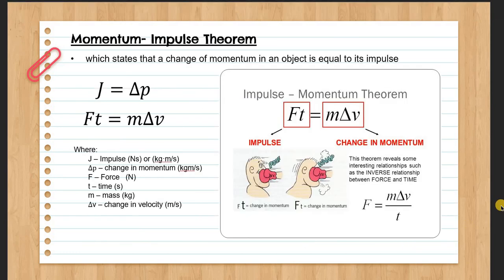And because these two are related to each other, the momentum-impulse theorem says that the change in momentum of an object is equal to impulse. So J is equal to delta p, or change in momentum, wherein we can substitute the equation for impulse, Ft, and for the change in momentum, we'll have here m delta v. So with this equation, you can find the value of the force, the change in velocity, or the mass. Okay, and here are the variables and the standard unit.